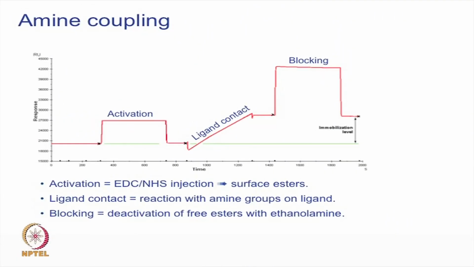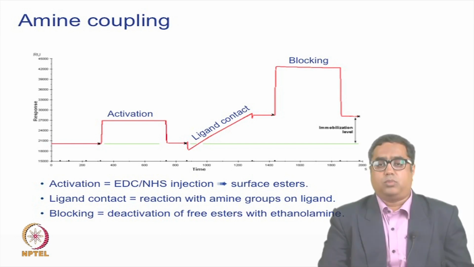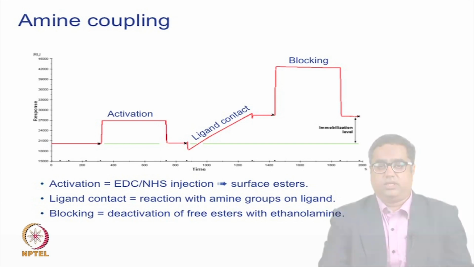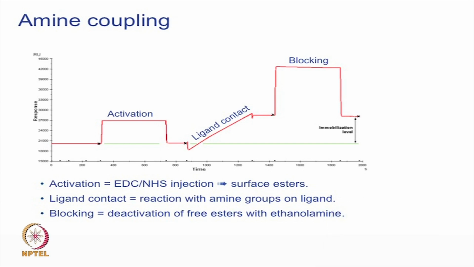We will take one example here, which is amine coupling, a very common way of coupling proteins on the sensor surface. Here the activation of the surface is generally done by the chemicals EDC and NHS, which activate the surface esters, and the molecules with amine groups are covalently coupled on the surface of the chip, and the extra activated groups are blocked by ethanolamine.